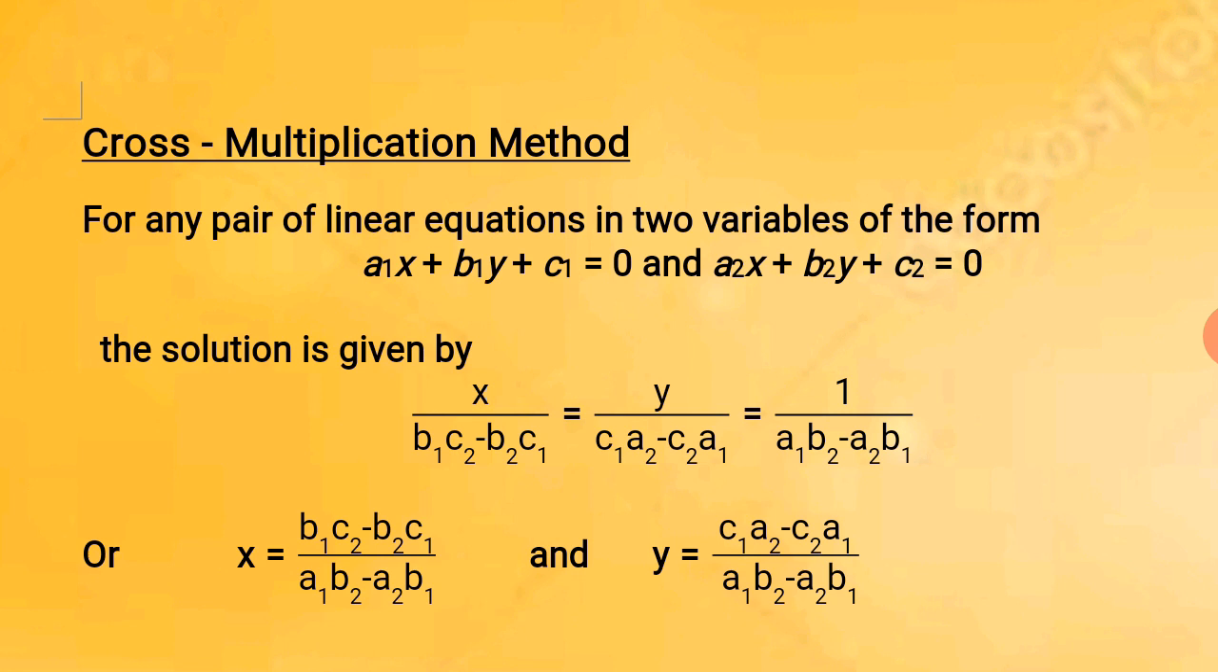The statement can be again written in another form, that is the bottommost line here. x equal to b1 c2 minus b2 c1 upon a1 b2 minus a2 b1 and y equal to c1 a2 minus c2 a1 upon a1 b2 minus a2 b1. This is another form of the upper statement. The method of solving it is quite simple and we will be doing it in one of the examples.